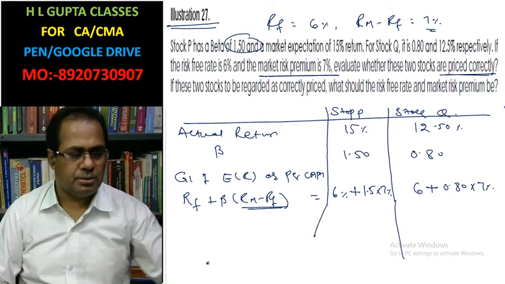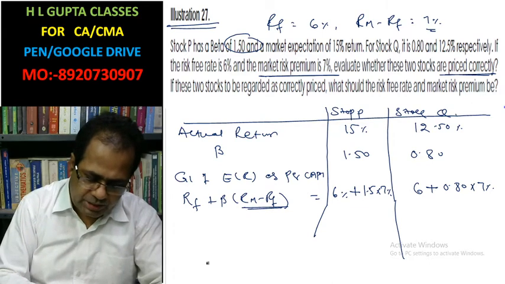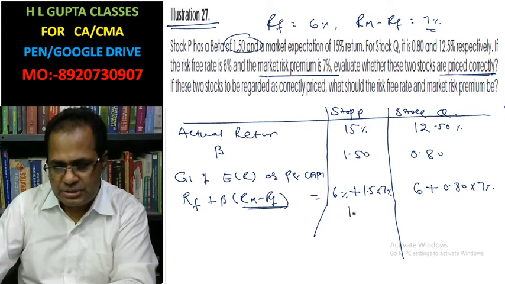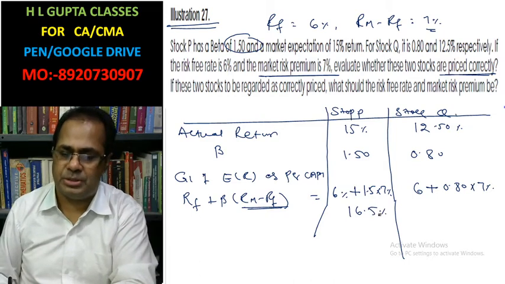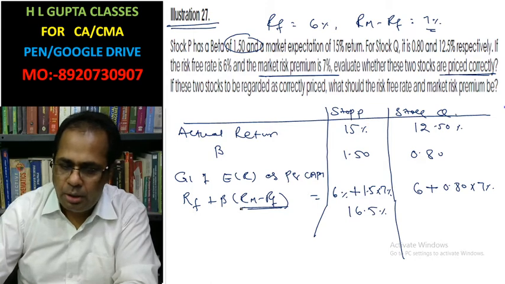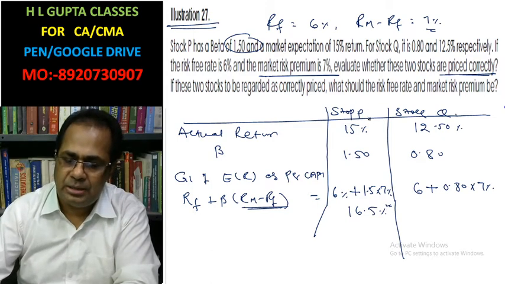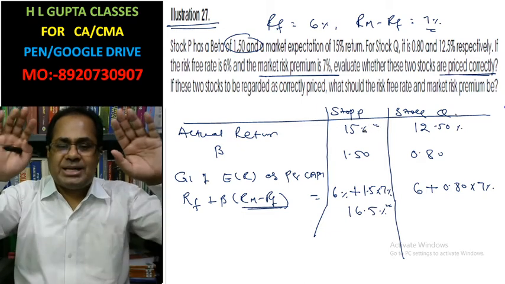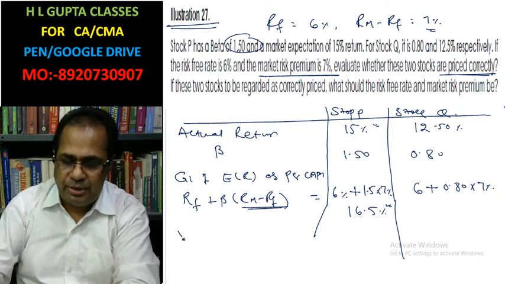In this case, 1.5 into 7 plus 6, this is 16.5%. Now, what can you say? You are expecting 16.5%, but actual return is 15%. It means you are expecting higher. This is the valuation.